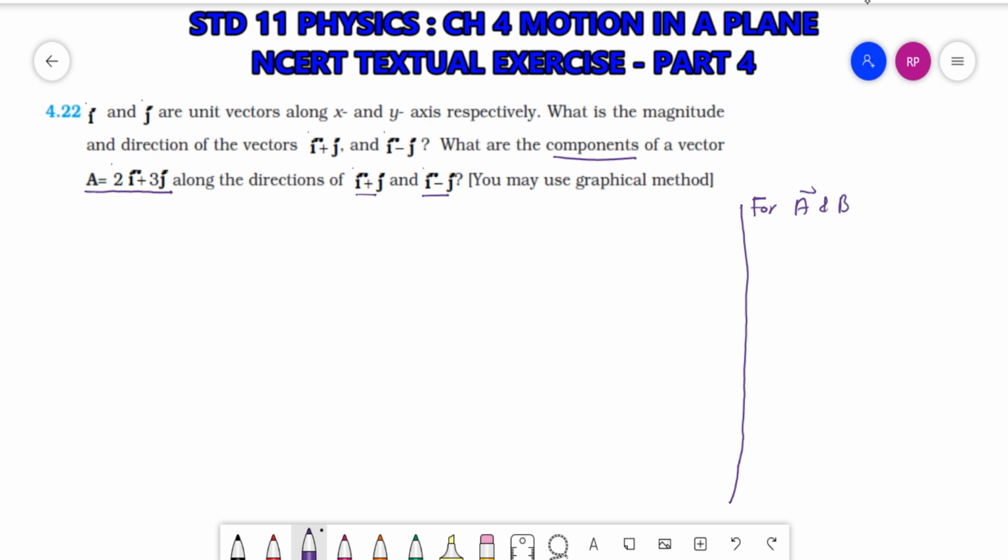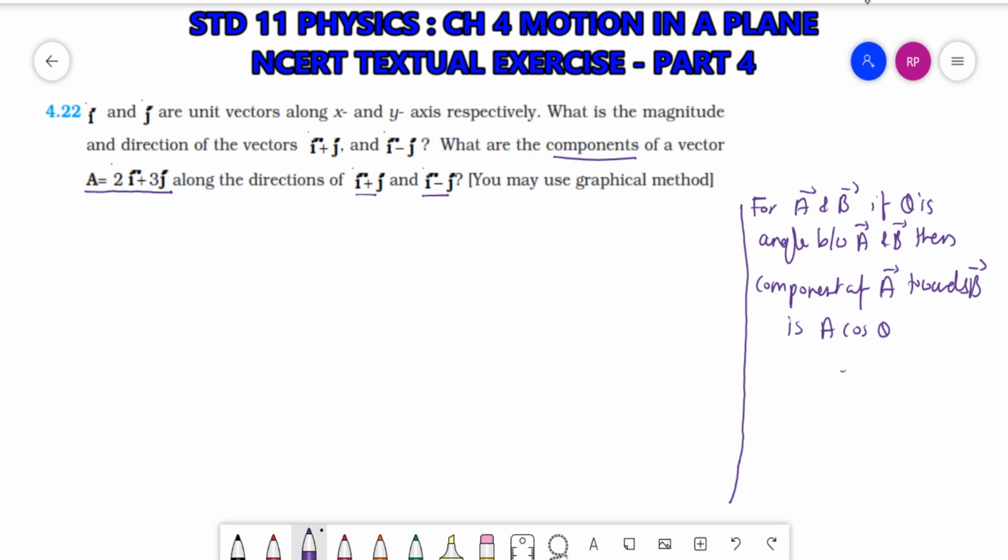For vectors A and B, if theta is the angle between A and B, then component of A towards B is A cos theta, and component of B towards A is B cos theta. Clear? Okay, so remember this formula, A cos theta and B cos theta. A cos theta is the component of A towards B, and B cos theta is the component of B towards A, where theta is the angle between A and B. Okay, now one more thing, dot product.